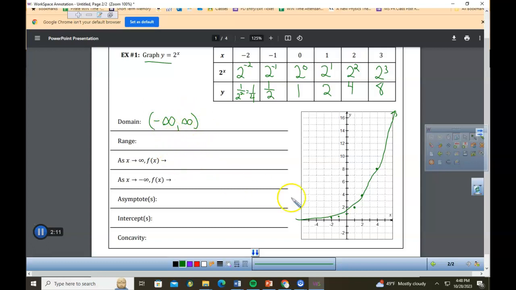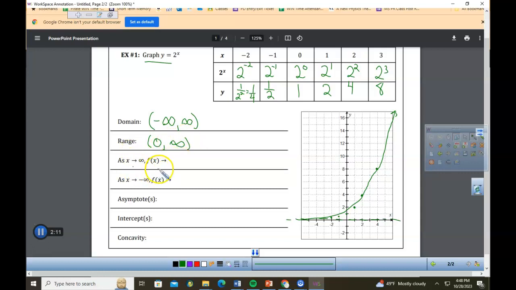Now my range, I can't get a negative, okay? But I can get really, really close to 0. I can get to like a million zeros and a 1. So that's an asymptote, actually. This graph has an asymptote at y equals 0. So my range is from 0 to infinity.